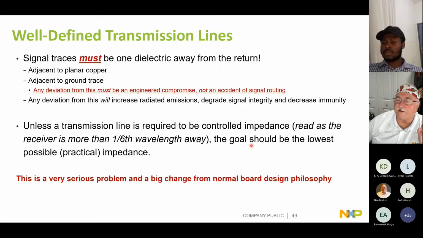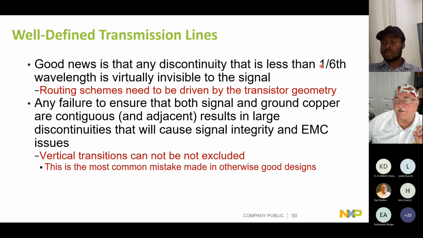At 1/6 wavelength, if you're closer than that, then you don't need to control the impedance. So then you just try to use the lowest practical impedance, and that's based on the dielectric thickness and the width of the traces. So again, anything that's less than 1/6 of a wavelength will be invisible to the signal. And we'll talk about why that's important. And that's why we could get away with everything in the past. The components were close enough together that they didn't interfere with each other. So it seemed to work.